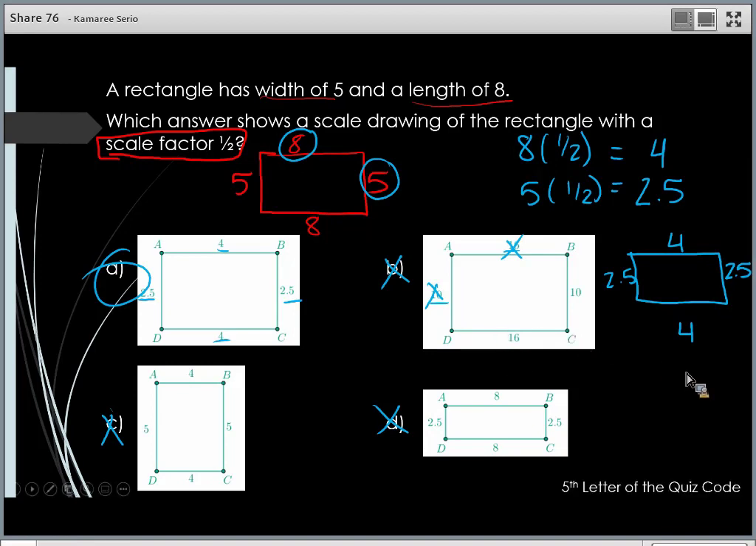Fifth letter of the quiz code is going to be I as in ice cream. So you should have S-N-O-W-I.